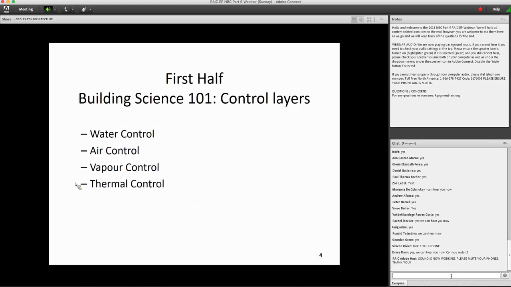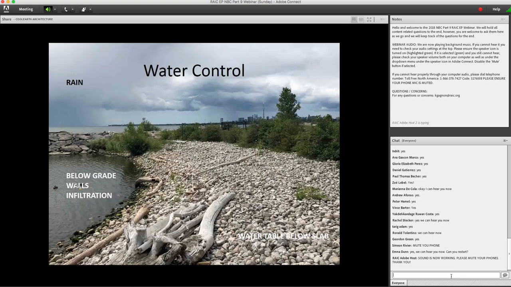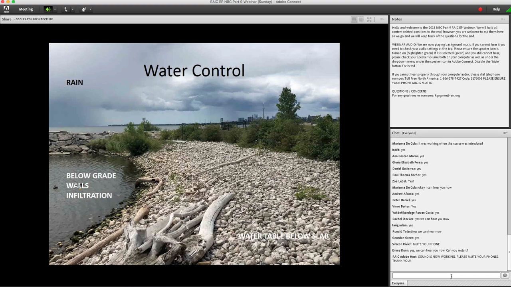So first half, as I mentioned, water, air, vapor, and thermal control. The very first one is that we have to control rain. We do have some below-grade infiltration that we have to consider. And we also have a potential water table below the slab that we have to take into consideration.